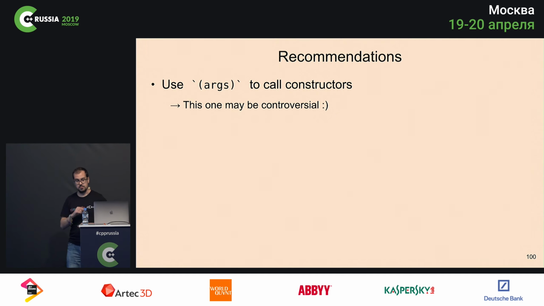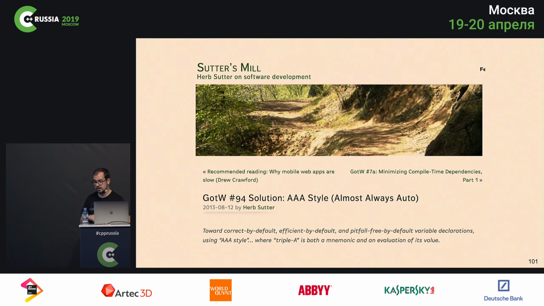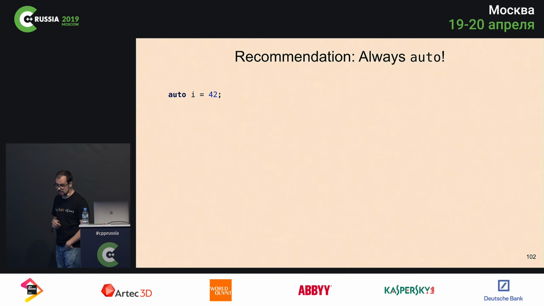There's actually one problem with the syntax, of course, which is the vexing parse, but it turns out there's another recommendation which gets rid of this problem, which is auto. So there was this article by Herb Sutter in 2013 talking about this almost always auto recommendation. Well, basically, you should always, when you initialize a new object, you should always use auto. And I think that's great, because it means that you can never leave it uninitialized, right? You can't write auto I semicolon. That's a compile error. So if you use auto consistently in your code, you can never forget to initialize a variable, which is really, really good.